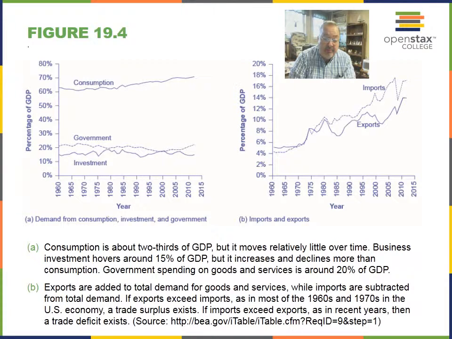Before that time, we had a lot of times when we had a surplus. We can see that from the 60s through the 70s, almost up to parts of the late 70s, we had a surplus in our trade. So we were actually exporting more than we were importing.